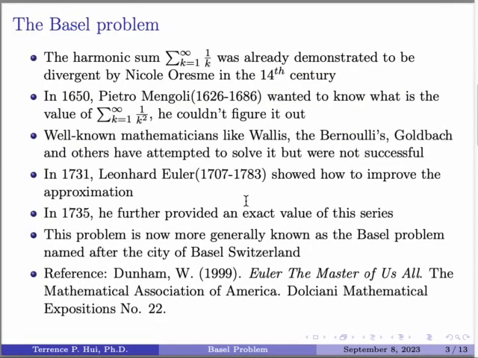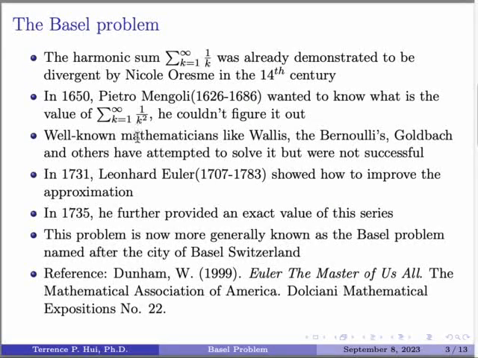So first, very quickly, a summary of the Basel problem. By the 14th century, the harmonic sum of 1 over k, k running from 1 to infinity, was already known to be divergent. To the best of my knowledge, it has something to do with a French mathematician, Nicole Oresme. I believe he showed that this was true. Then by 1650, the Italian mathematician Pietro Mengoli wanted to know, well, okay, if the infinite series of 1 over k is divergent, what about the infinite series of 1 over k squared? He wanted to figure out what the answer was, but he couldn't figure it out.